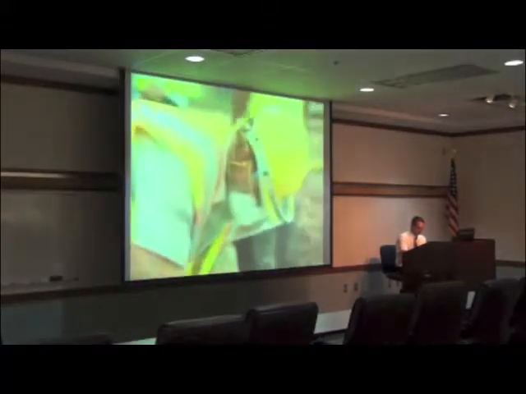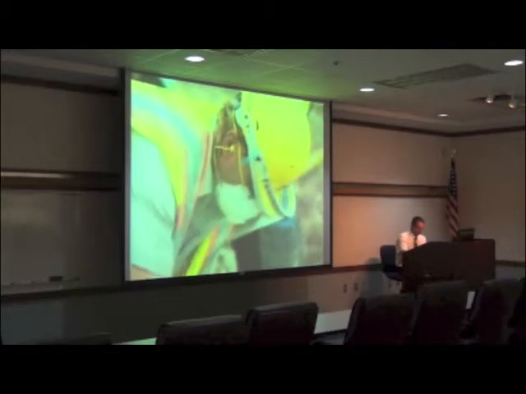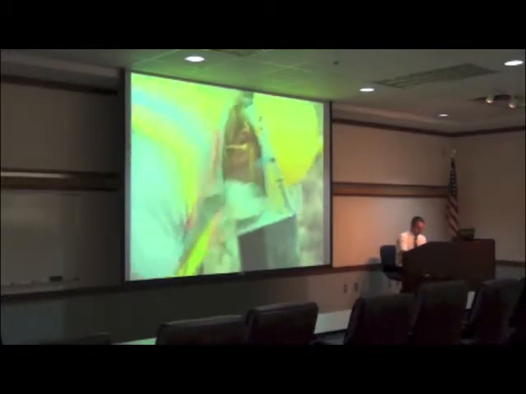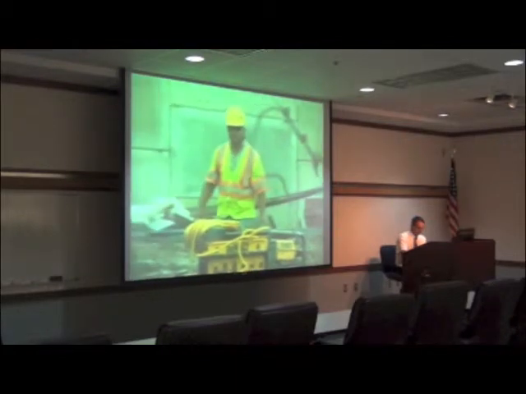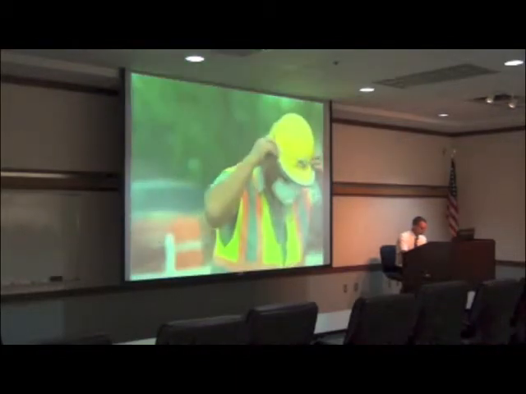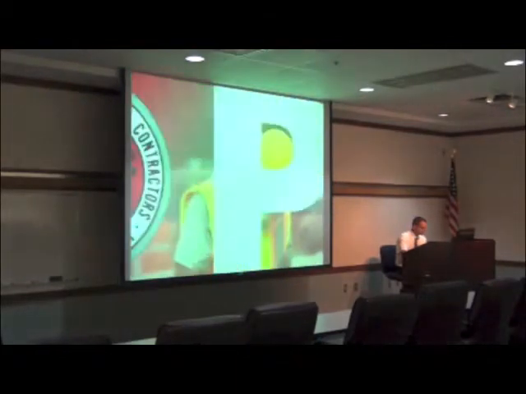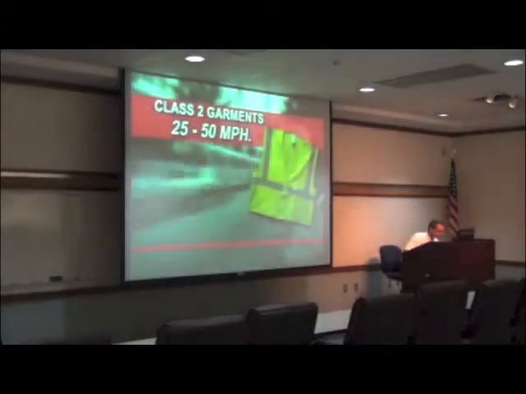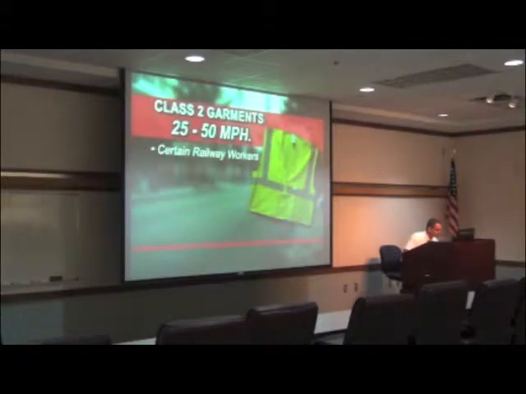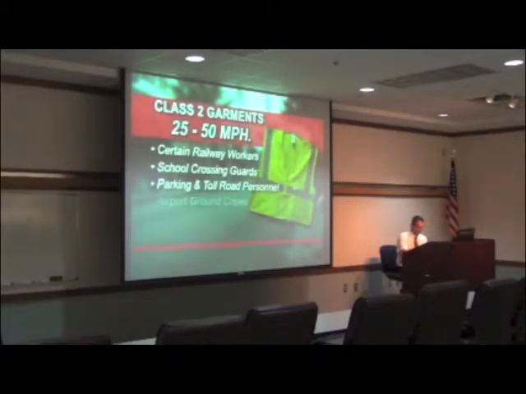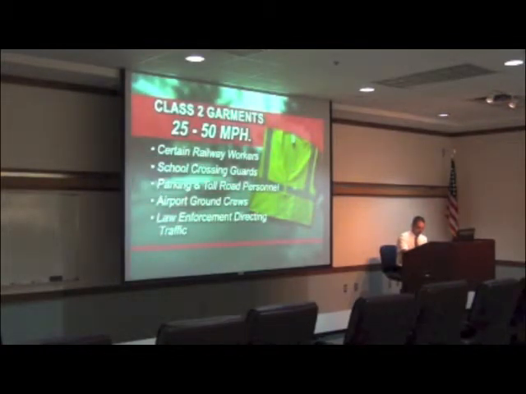Class 2 garments, also available as vests, are intended for users who need greater visibility in inclement weather conditions and whose activities occur near roadways where traffic speeds exceed 25 miles per hour. Workers who would typically wear Class 2 garments include certain railway workers, school crossing guards, parking and toll road personnel, airport ground crews, and law enforcement personnel directing traffic.